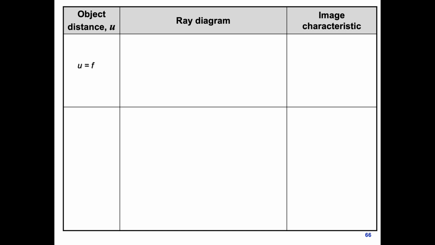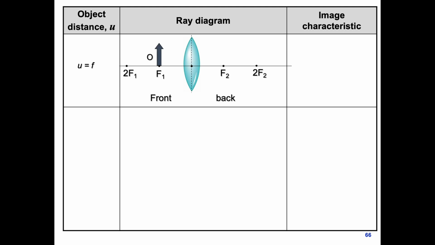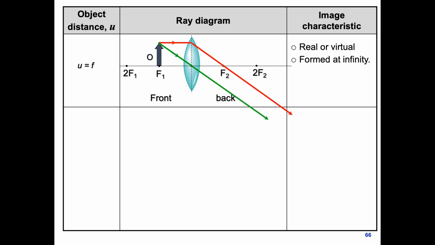For our fourth case, when our object distance is exactly on f1, so the first ray goes straight again and then converge at f2. Second ray goes straight to the center of the lens, and our image is real or virtual because two rays are parallel with each other and it forms at infinity.